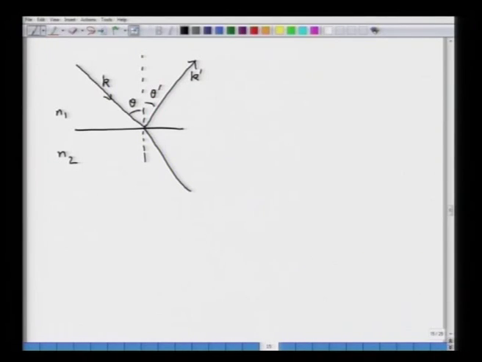Same thing about the refracted light, which is at the angle phi and wave vector k double prime. So, this is your reflected ray and this is your refracted ray. So, k is for the incident, reflected and refracted rays, and we can further define the parameter n, which is basically n2 over n1. This may be useful in simplifying the expressions at a later stage.